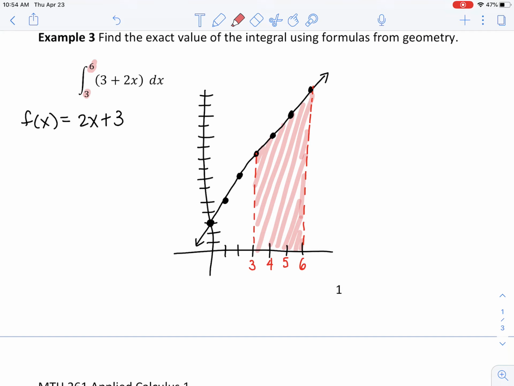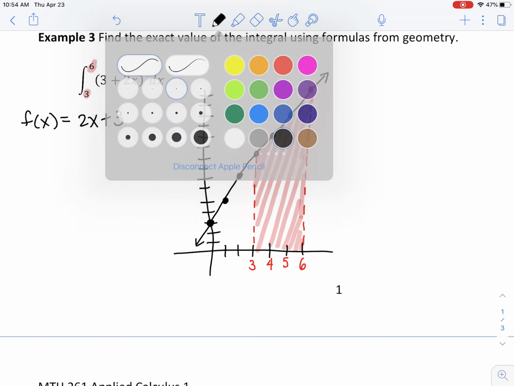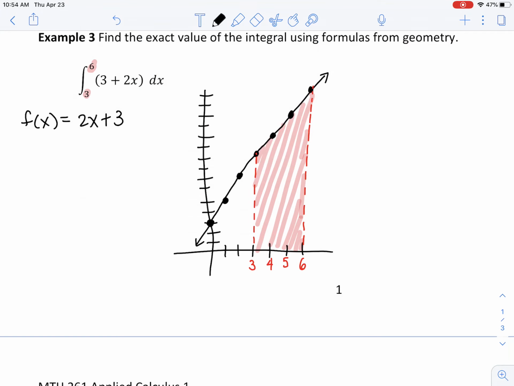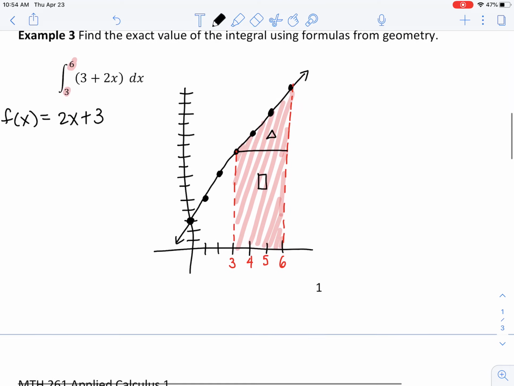Okay, so this was a very good picture, and I'm going to go ahead and shade this. This is not a rectangle. This is not a triangle. This is a trapezoid, right?